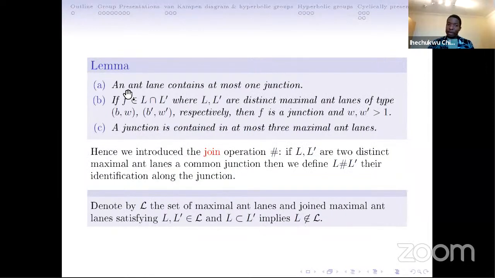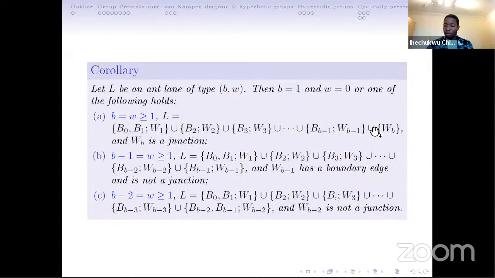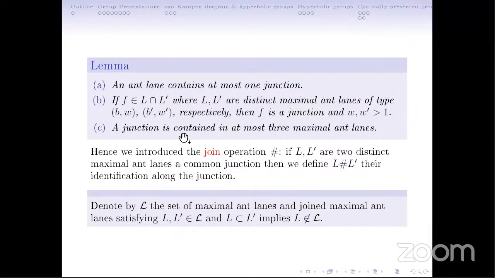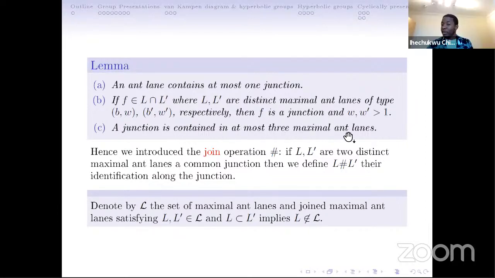And there is a lemma that an ant lane contains at most 1 junction. We've just seen that it's only in this case that you have 1 junction, and all these ones don't have junctions. And if you have a face which is in the intersection of 2 distinct maximal ant lanes, then that face has to be a junction. So the only places where ant lanes meet, and maximal ant lanes meet, is in a junction. A junction is contained in at most 3 maximal ant lanes.